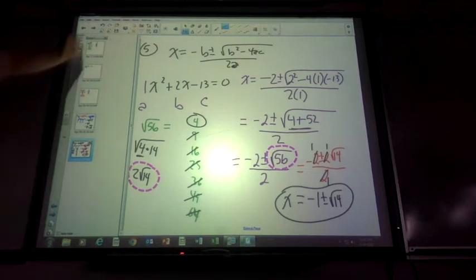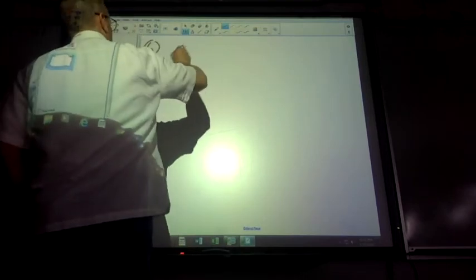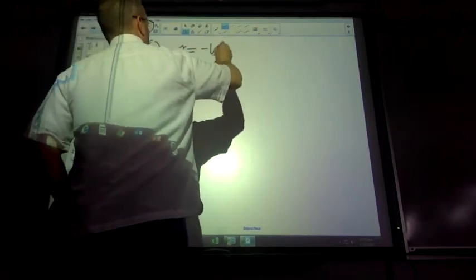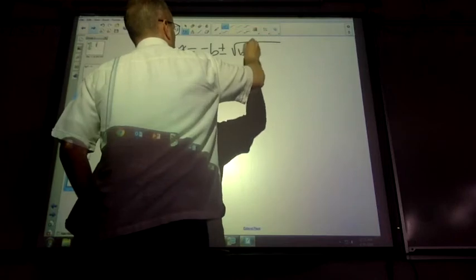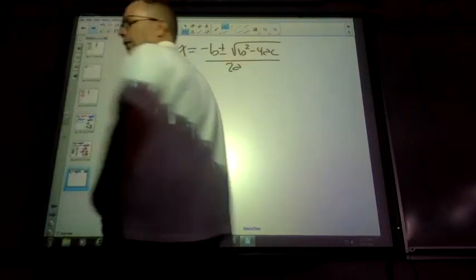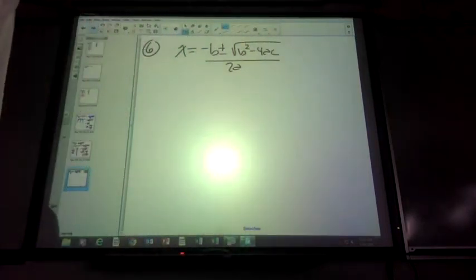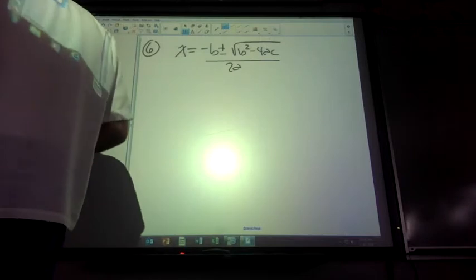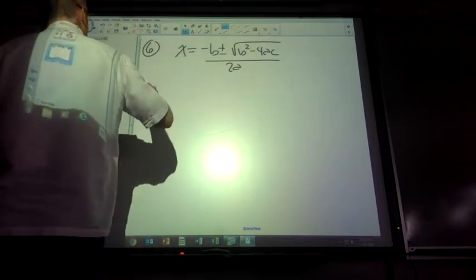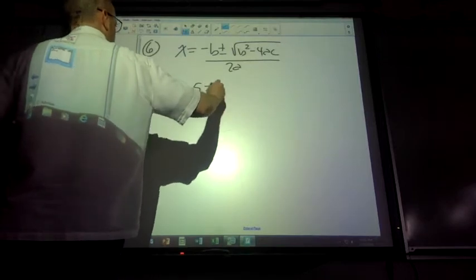All right, number 6. Before we start, we have to go x is equal to negative b plus or minus the square root b squared minus 4ac all over 2a. You all can sing along if you'd like. You might hear people humming it come Thursday. Number 6 is x squared plus 6x minus 5 is equal to 0.